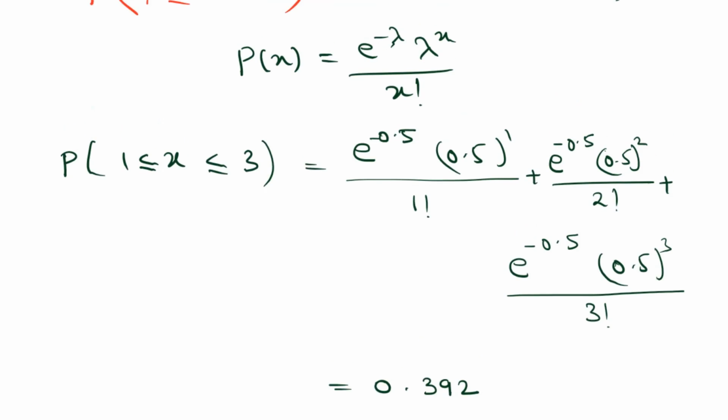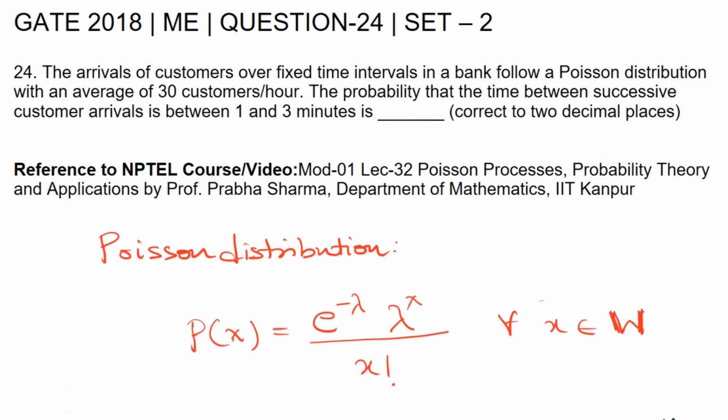So let's go back to the problem and fill in the blank. The probability that the time between successive customer arrivals is between 1 and 3 minutes is 0.392, and we need to find the answer correct to 2 decimal places. So we can write this as 0.39. Okay, and this is our final answer.